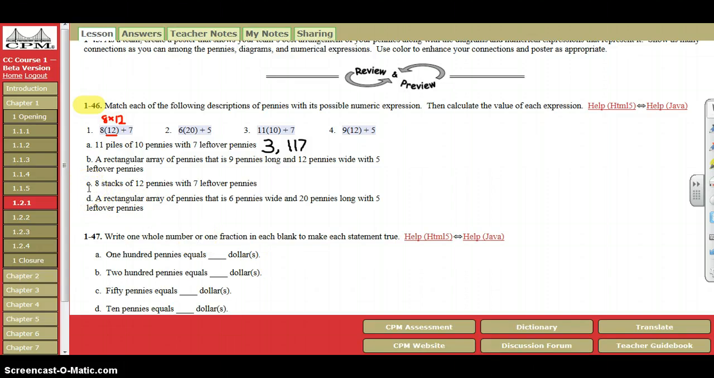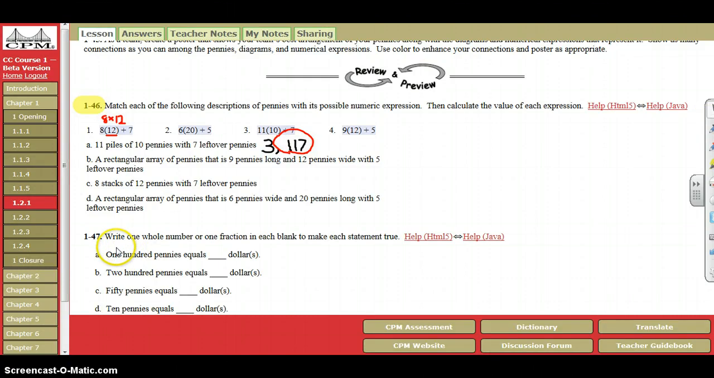For C, it says 8 stacks of 12 pennies with 7 leftover pennies. So out of the 3 that are left over, which one would make sense? And the last one, D, says a rectangular array of pennies that is 6 pennies wide and 20 pennies long with 5 leftover pennies. Decide which expression at the top goes along with it. And again, don't forget to evaluate those expressions and solve when you are finished. When you're ready to move on to 147, press play again.